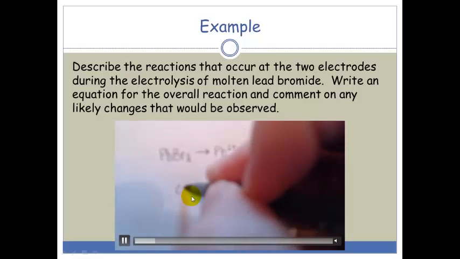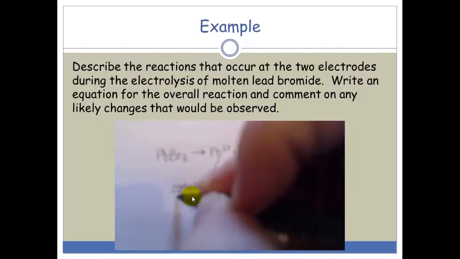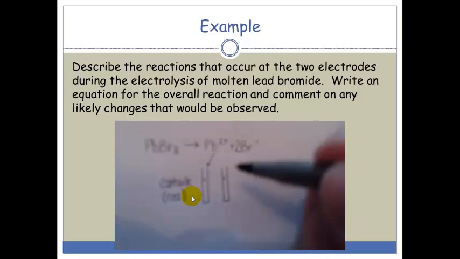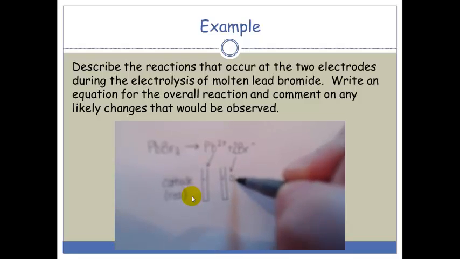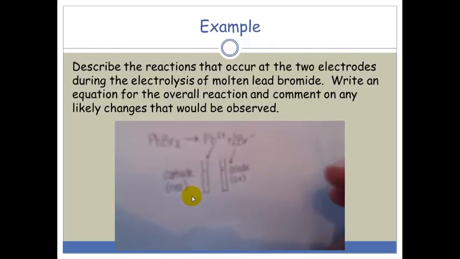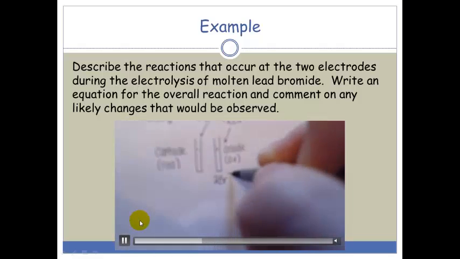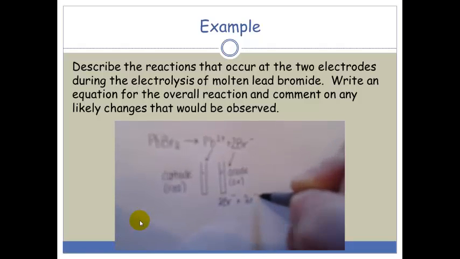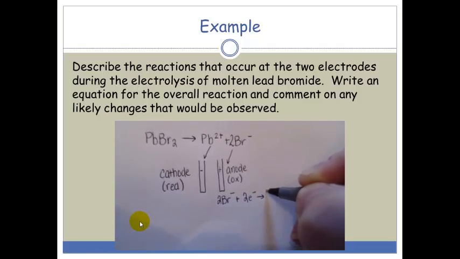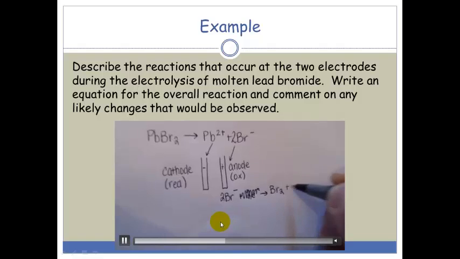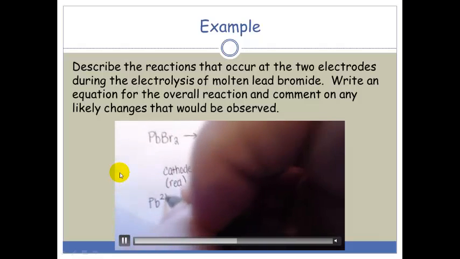So the lead will be attracted to the negative electrode, and this is where reduction will occur at the cathode, and the negative ions will be attracted to the positive anode, where they will be oxidized or lose electrons. And so at the anode, the bromide ions will lose electrons to become bromine gas. So they're losing electrons, so they're becoming bromine. And the lead will be gaining electrons at the cathode, so it will be reduced.